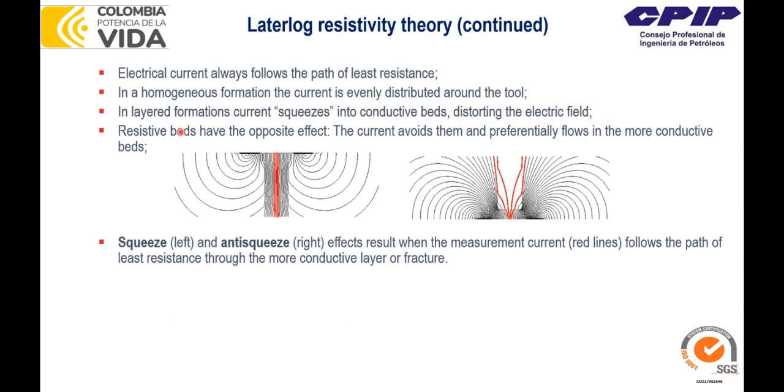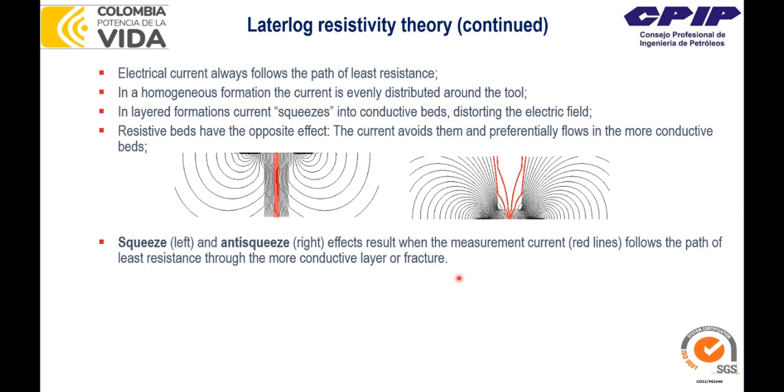So resistive beds have the opposite effect. The current avoids them and preferably flows in the more conductive beds. Okay, so you can see here from the left the squeeze effect and the anti-squeeze effect. So the result is that the measurement current, this line, follows the path of the least resistance through the more conductive layer of fracture. So this important fact will affect all the resistivity measurements.